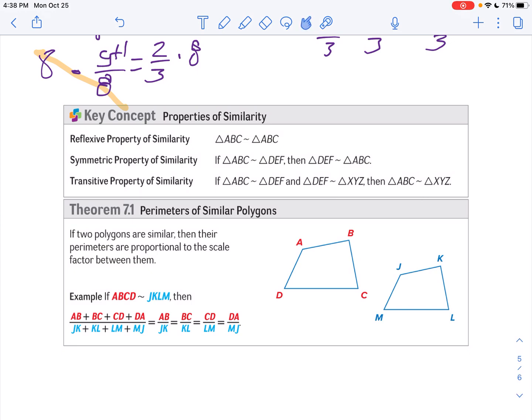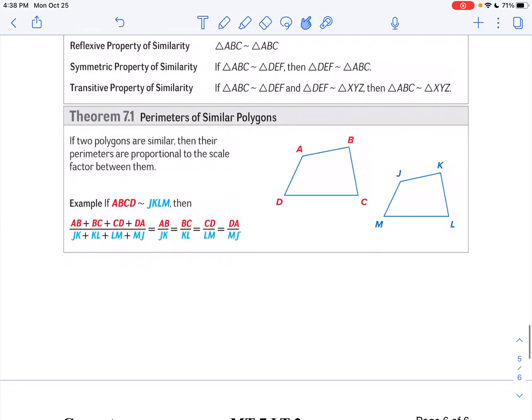Here is kind of a cool little theorem. It says this: since I know all the sides are going to be in the same ratio, that means the perimeters are in the same ratio. If I know the scale factor, I can find the perimeter of the second shape without knowing all its sides. Let's show you how that works.